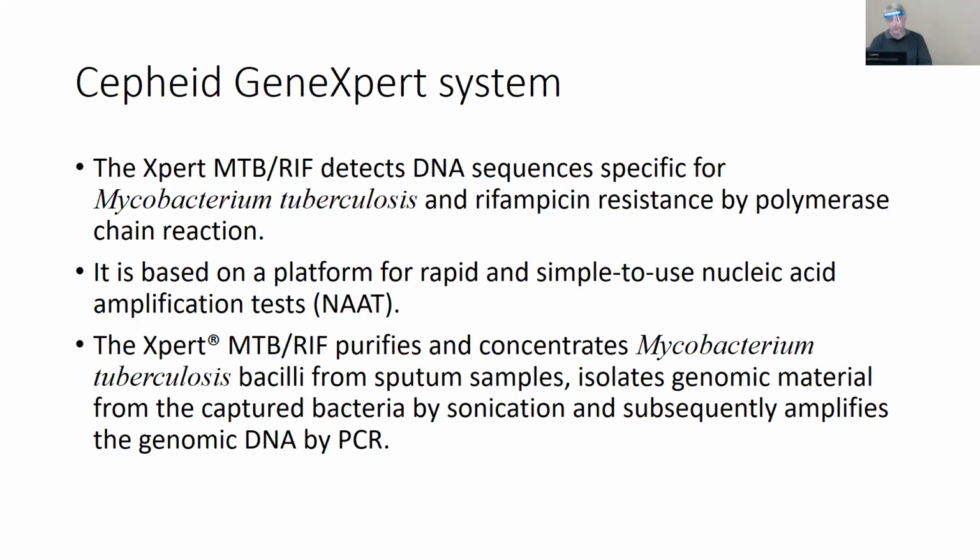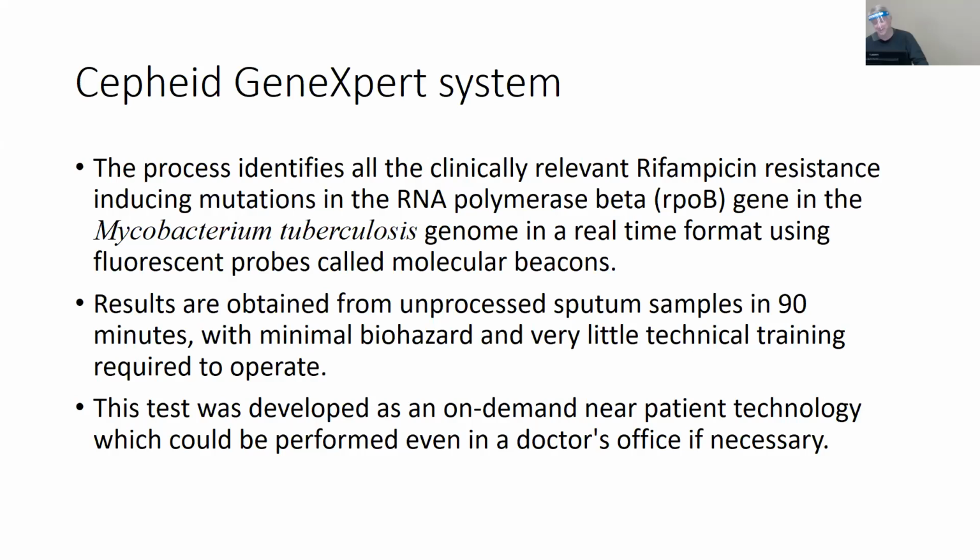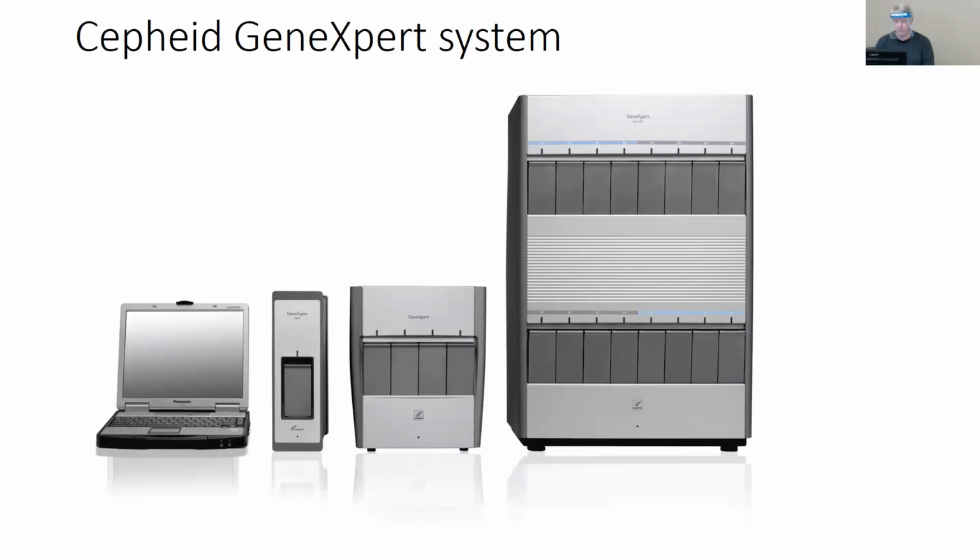The process identifies all clinically relevant rifampicin resistant mutations in the RNA polymerase beta gene for TB resistance. There it is, it looks like. So as you notice, every system comes with a computer. These are just the different size systems. This is a single cartridge used one time, you know, because it takes time to run these. Then they came out with a four drawer. And I want to say, I didn't really see it in the video, but I'm thinking that NEA has something of that size.